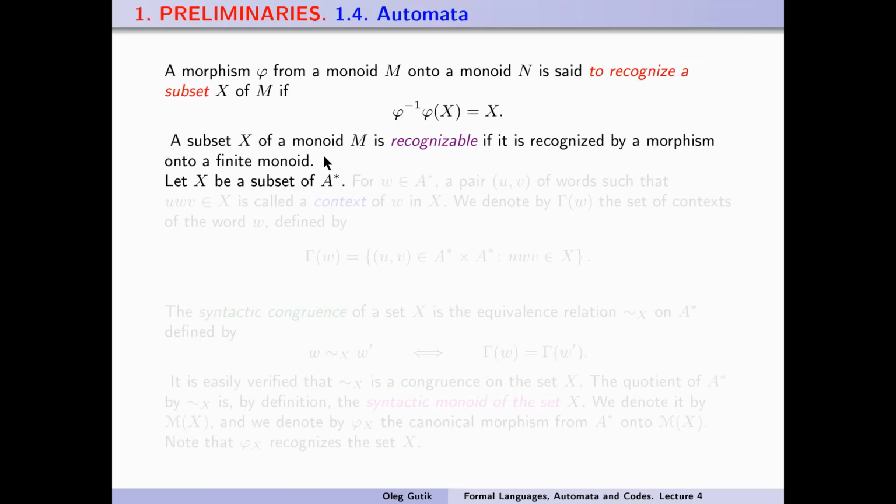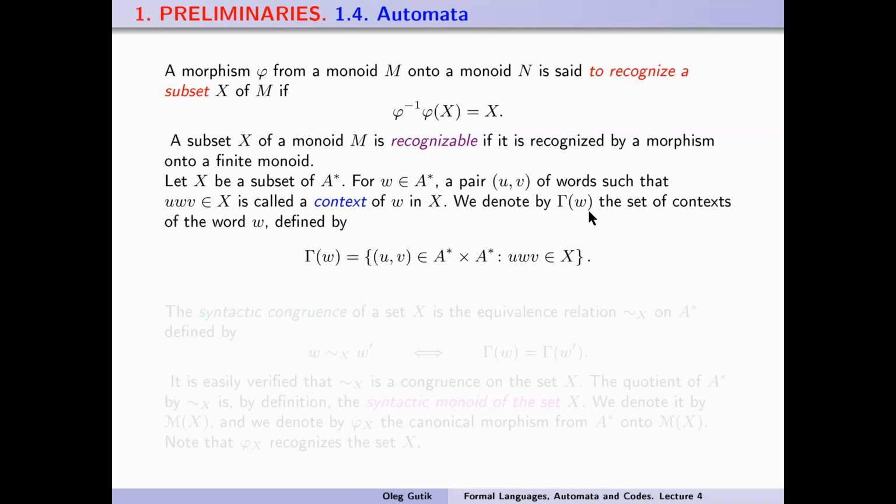Let X be a subset of the free monoid over our alphabet A. For a word W over this alphabet, an ordered pair UV of words such that UWV belongs to X is called a context of the word W in the set X. We denote by gamma of W the set of contexts of the word W, defined in the following way: gamma of W consists of such ordered pairs U and V, where U and V are words over our alphabet A, such that UWV belongs to X.